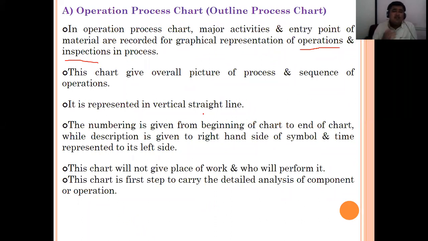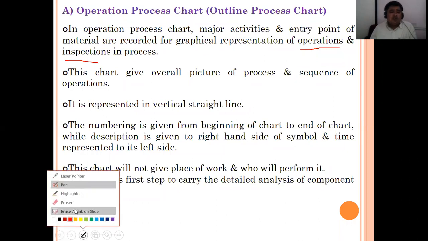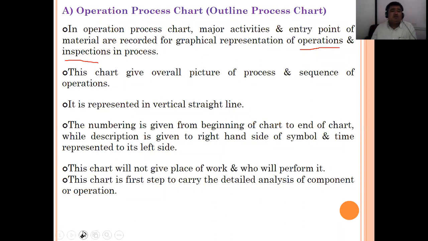So like this, the operations and the inspection are there. In drilling, I have made a 510 drill. Immediately I will take the gauge, put it into the drill hole, and ensure whether this drill hole is 510 or 509 or 511. So operation and inspection are both in the process for the operation process chart. The chart will give you the overall picture of the process and sequence of operations. The sequence of operations is again an important part here. Whenever you are producing any part, we must understand which operations are required for that part and what the sequence should be.